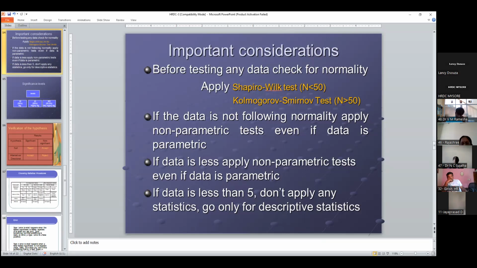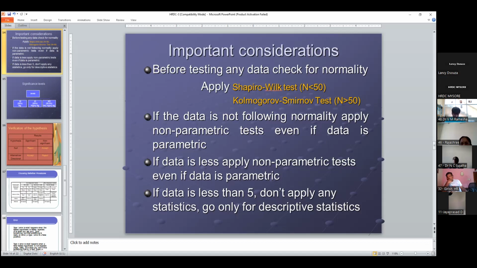There are enough alternatives available. Then if the sample size is small, it's wise to use a non-parametric test, not a parametric test, though your data is parametric. Why? Because data from a smaller sample may not be representative of the population, so automatically it becomes a distribution-free population. For a distribution-free population, we don't use parametric tests, we use a non-parametric test. So if the data is less, don't apply a parametric test, go for a non-parametric test.